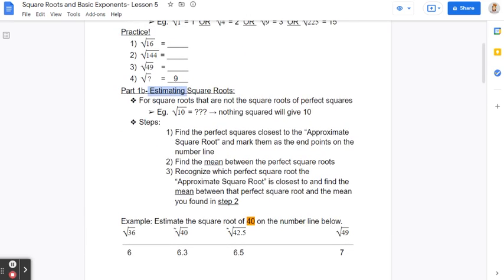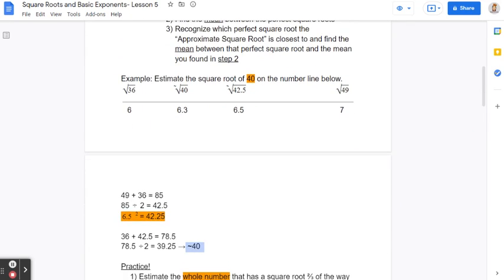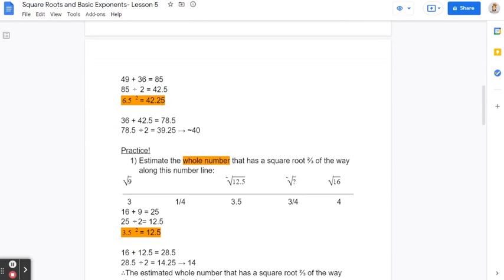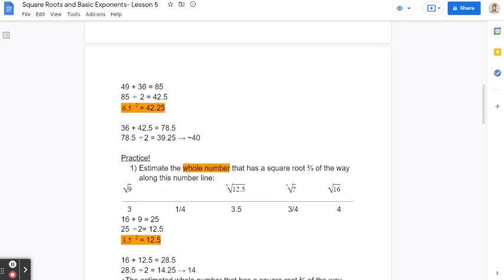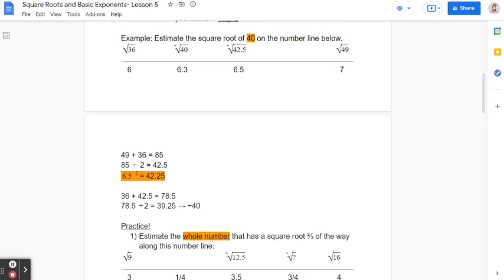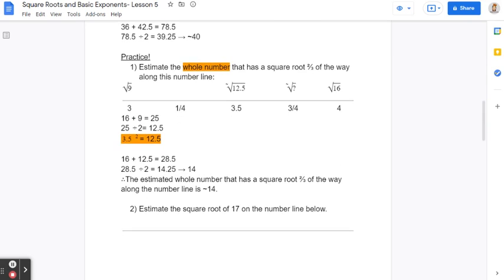So remember, we're estimating square roots. It's not going to be a perfect square, so it's going to be an estimate, and this is correct. And so now we're going to have some practice questions. There are two, but I'm going to do the first one with you. So we're going to estimate the whole number that has a square root 2/3 of the way along this number line. So when you're given a question like this, you're also given some numbers on the number line. It's not going to be blank like this.